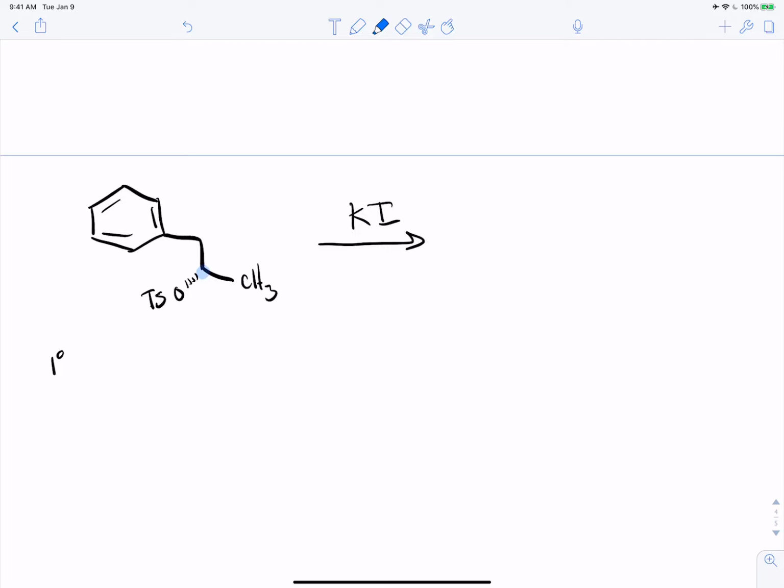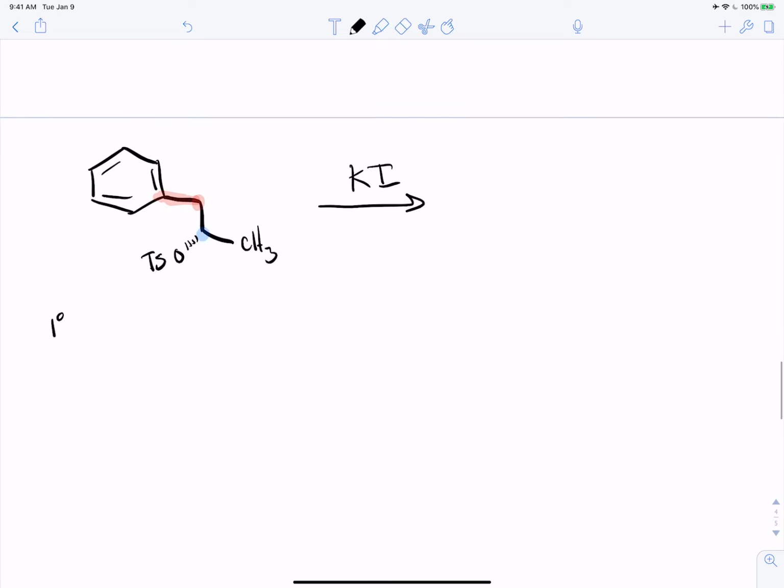So the benzylic position is right here. In order for it to be benzylic, it has to be directly attached to the sp2 hybridized carbon. In this case, that carbon is not directly attached to it, right? It's going to be 2 carbons removed, so it's just a normal primary substrate. All right, so normal primary, so that's going to favor SN2.